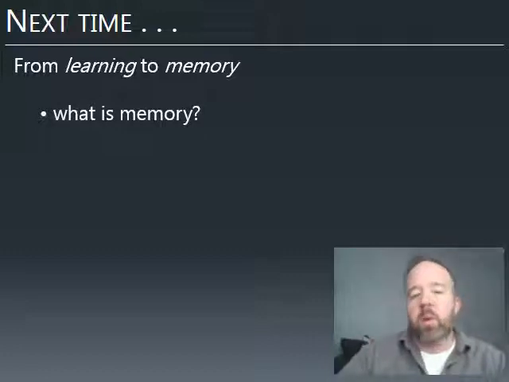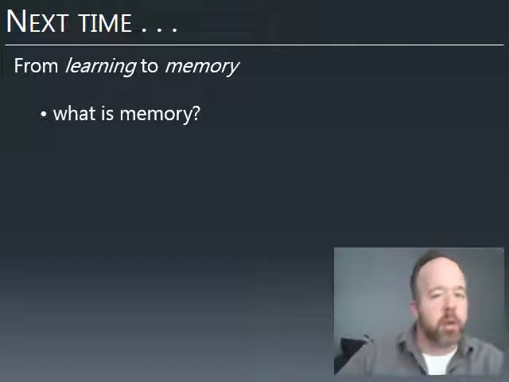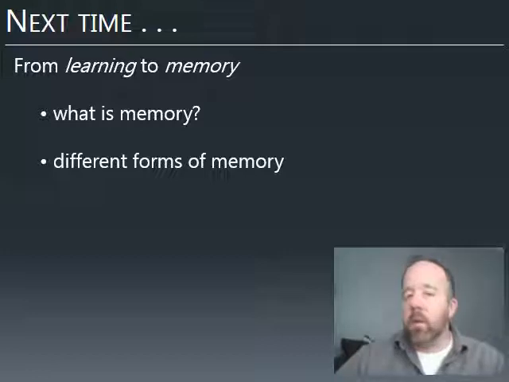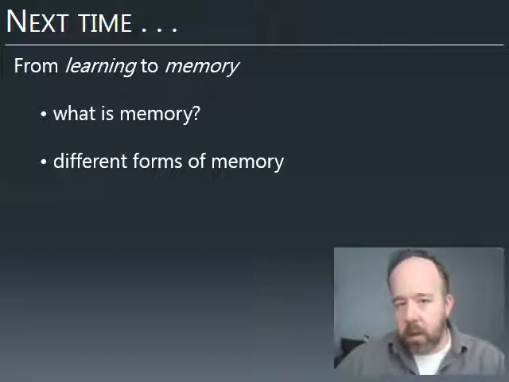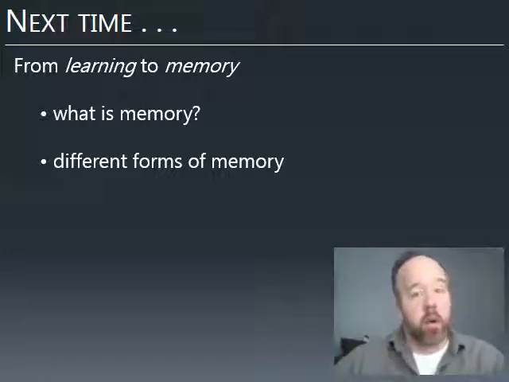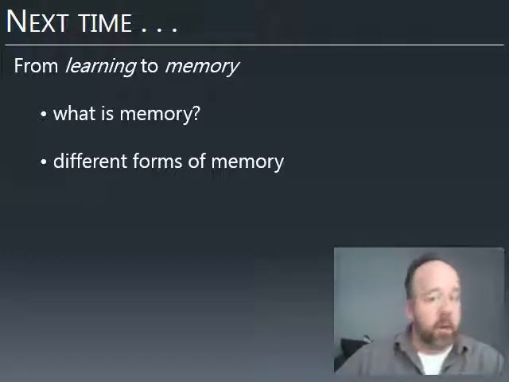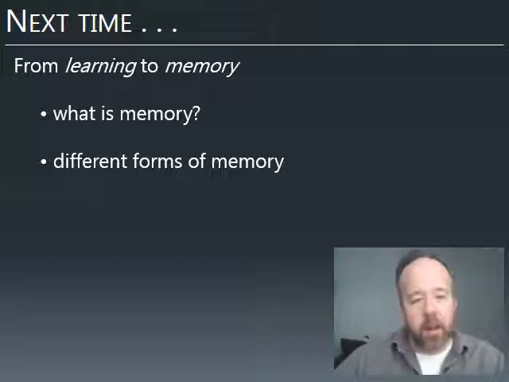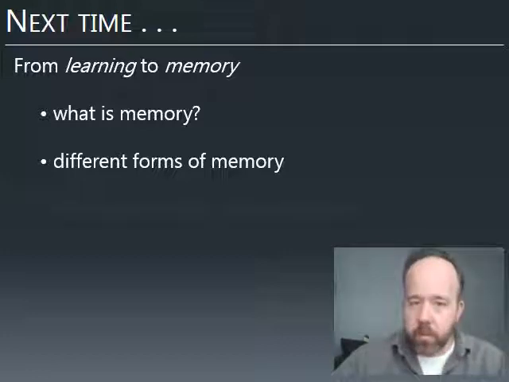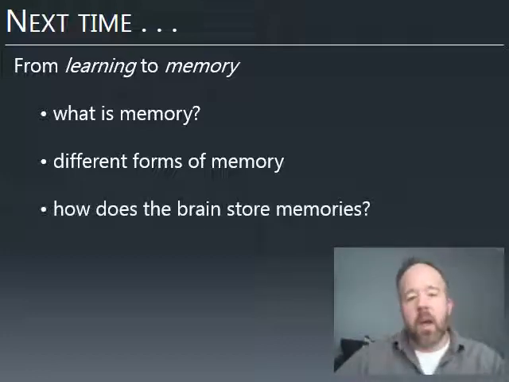So we'll talk about what memory is, first of all, and distinguish it from learning. There are many different forms of memory. People talk about losing their memory, and really they're talking about a particular kind of memory. We have many different kinds, and you can lose some and not others. You can be good at some and not others. So we'll talk about the different kinds of memory and how they relate to one another.